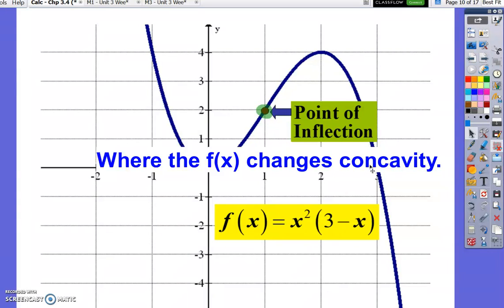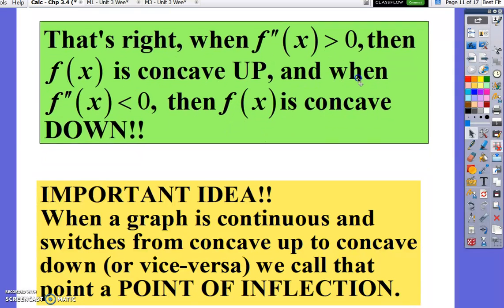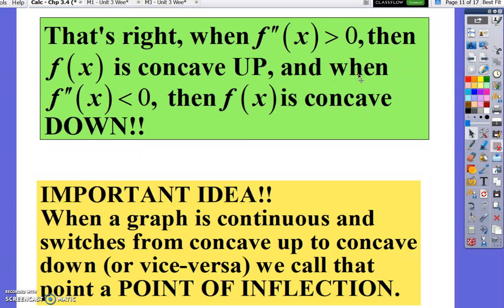Feel free, by the way, if I'm going too fast, pause the video, slow me down. That's the only way you're going to do it, because I'm going to just keep going ahead. So what we have just discovered is when f double prime of x is greater than 0, then the original function is concave up. When f double prime is less than 0, then the original function is concave down. Or in other words, positive concave up, negative concave down.